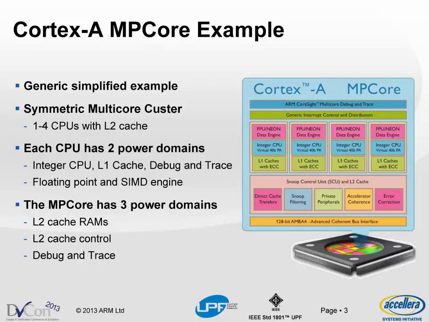It's a symmetric multi-core cluster that can be configured for 1 to 4 CPUs and also has L2 cache at the top level. Each CPU has 2 power domains. Essentially, there's one power domain for the floating point unit and the SIMD accelerator, and then everything else is in the other power domain. That would be the integer CPU, the L1 cache, debug, trace, etc. At the cluster level, there are 3 power domains. There is a power domain for the L2 cache RAM instances, a power domain for the debug and trace blocks, and then essentially everything else, the cache control circuitry.